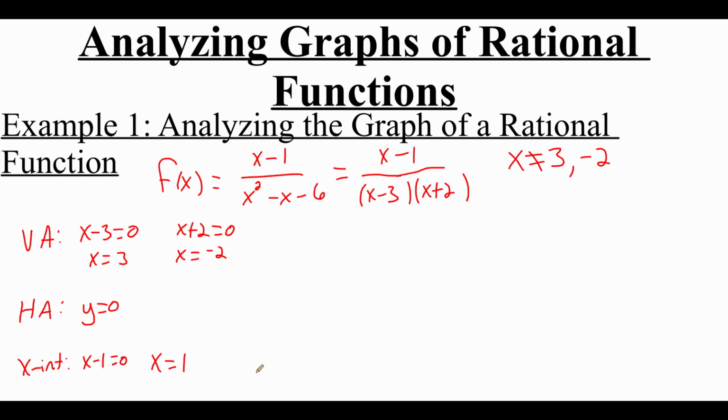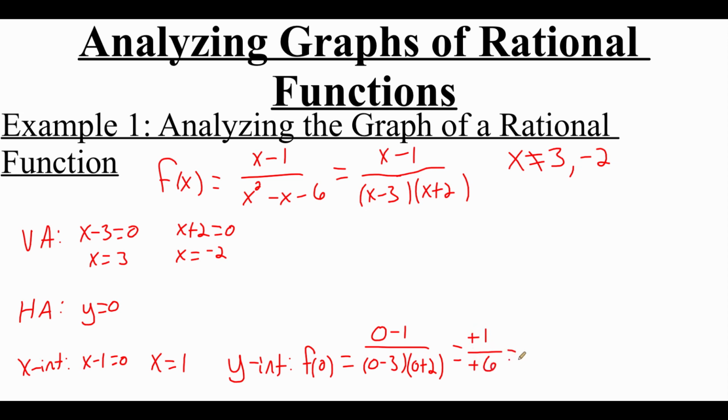And then for our y-intercept, I want to look at f of 0, meaning that I'm going to plug 0 into my function. And it doesn't matter which version of our function we plug this 0 into. I'm going to plug it into the factored out version, so I would get 0 minus 1 over 0 minus 3 times 0 plus 2. So on top, 0 minus 1 is negative 1, and on bottom, 0 minus 3 is negative 3, 0 plus 2 is 2, and if I take negative 3 times 2, I'm going to get negative 6 on the bottom. And these are both negative, so they're going to turn positive, so we're going to have a y-intercept at 1/6.